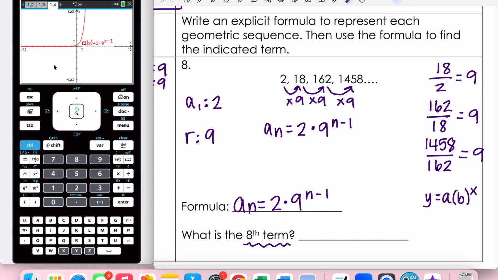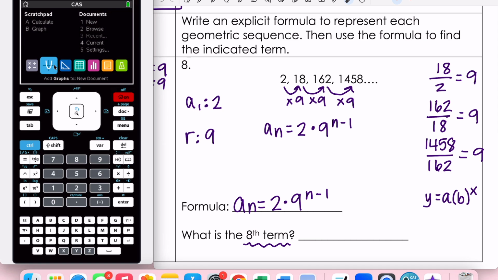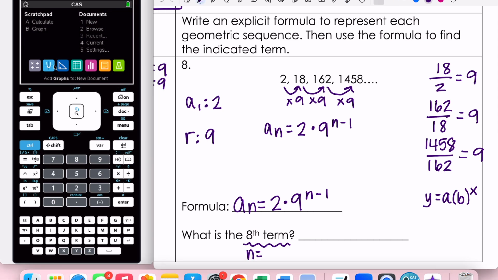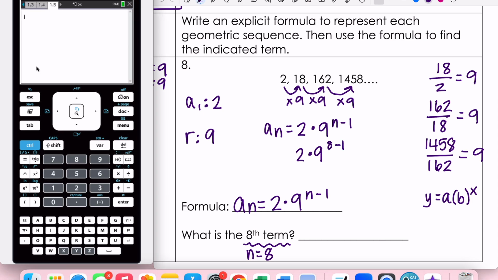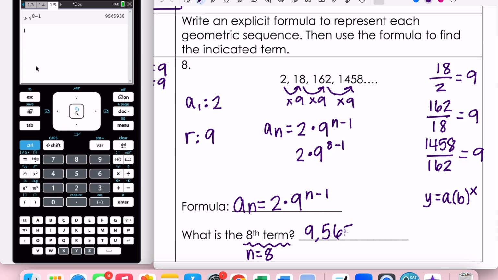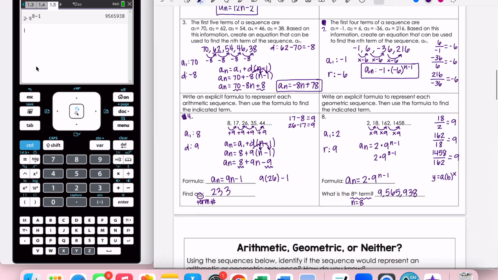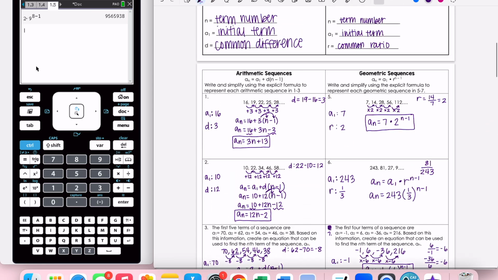Regardless, I wanted to show you that, but back to the problem: what is the 8th term? Here, this means that n equals 8. So to find this answer, I'm going to say 2 times 9 raised to the power of 8 minus 1. In our calculator window, I'm going to type 2 times 9 raised to the power of 8 minus 1, and when we press enter, we end up getting back 9,565,938. Okay, so that finishes up your notes going over arithmetic and geometric sequences.